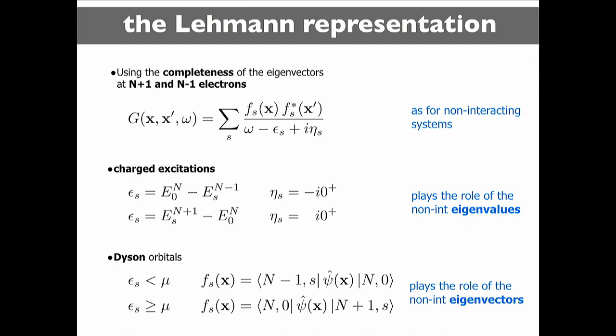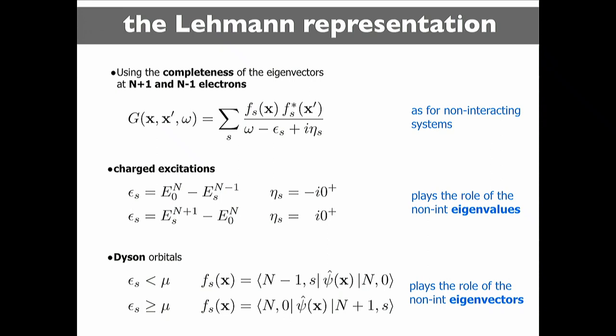And this is also very interesting to me, because if you're familiar with the Green's function, this is pretty much the form of a Green's function of a non-interacting system. It's exactly the sum over states, product of the orbitals in x, orbital star in x prime, and then a denominator with the single particle eigenvalue. Indeed, this expression is exact, even in a many-body formulation, if we pay attention to defining the orbitals and the energies in this way.